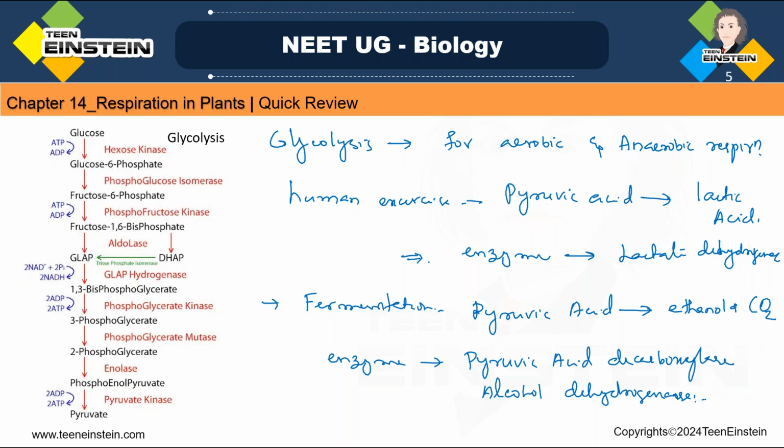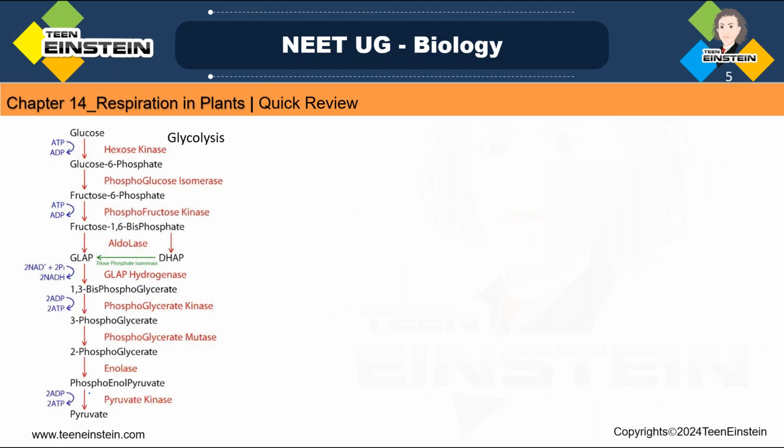Okay, fermentation is an anaerobic process. So pyruvic acid is getting converted into ethanol and carbon dioxide, and in the presence of two enzymes. Pyruvic acid decarboxylase is easy to remember, because pyruvic acid is getting converted. And here ethanol is getting produced, so alcohol dehydrogenase is also there. Ethanol, that is alcohol. Clear?